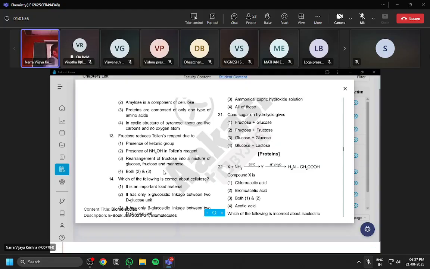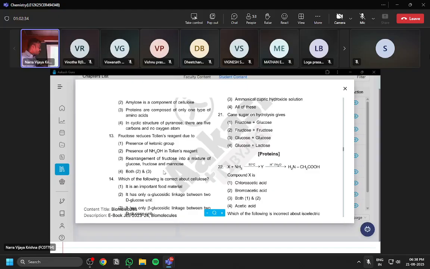Now option 3: it can rearrange to form a mixture of glucose, fructose and mannose. Yes, it will be rearranged. Why is it getting rearranged? Due to the presence of base. Are you able to understand? It can be rearranged, we already discussed this. That rearrangement is the Lobry de Bruyn-Alberda van Ekenstein rearrangement. In a basic medium, it will interconvert to glucose and mannose. You are providing a basic medium, that's why it will rearrange. When it gets rearranged, obviously it shows a positive test with Tollens reagent.